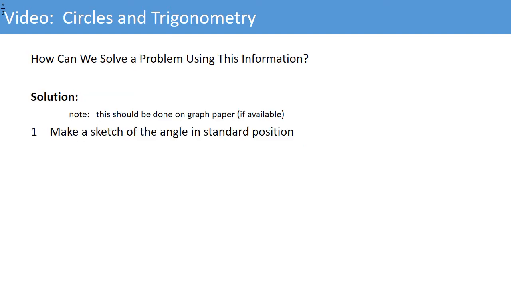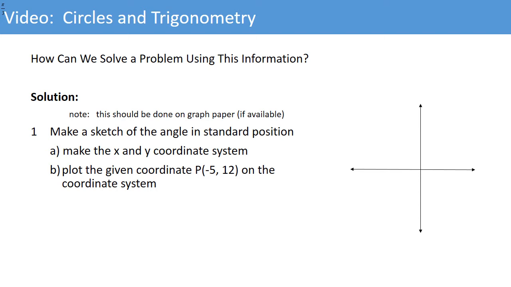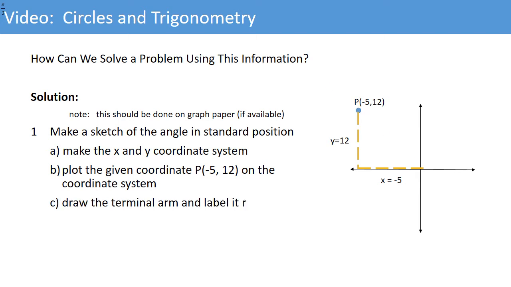Now, let's make the sketch of the angle in standard position. Make the X and Y coordinate system. Plot the coordinate P at negative 5, 12 on this system. X is negative 5. Note the direction. Y is 12. Plot the point. Draw the terminal arm. Label it R.